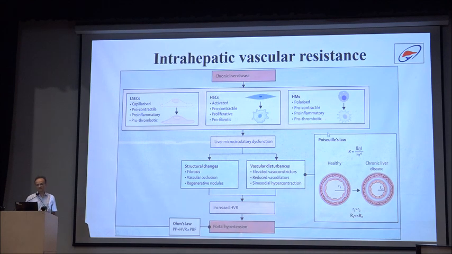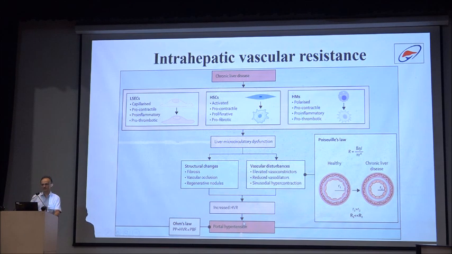The first thing to happen in portal hypertension is the increase in intrahepatic vascular resistance, which happens because of abnormality of the liver sinusoidal endothelial cells, the stellate cells, or the hepatic macrophages, which leads to microcirculatory dysfunction. The structural changes, which are the static changes, contribute nearly 60% of portal hypertension. And the dynamic changes, that is the imbalance between the vasoconstrictors and the vasodilators, ultimately lead to an increase in the hepatic microvascular resistance and portal hypertension.